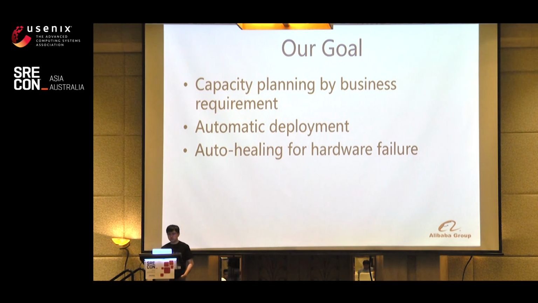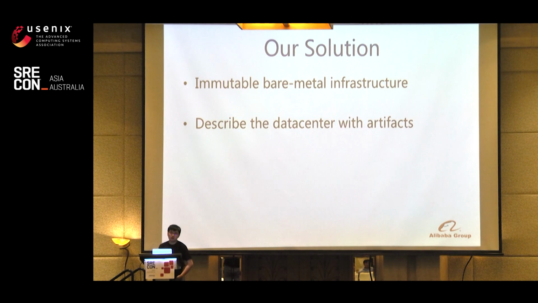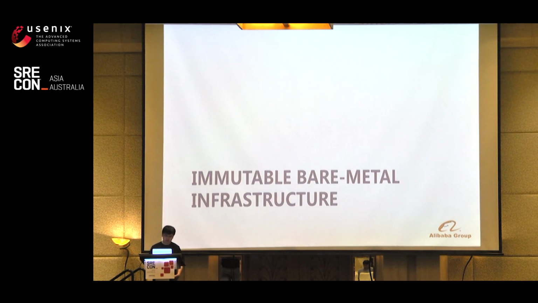So to achieve our goal, we provide a solution. Actually, two most important things. The first one is an immutable bare metal infrastructure, and the second one is to describe the data center with artifacts. So today my topic is mostly about these two points. The first one is how to make an immutable bare metal infrastructure.